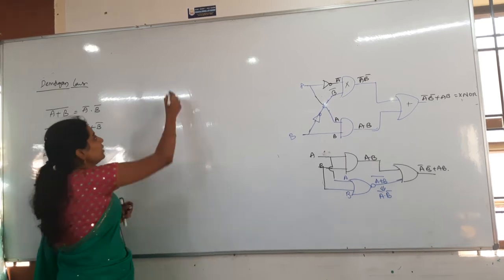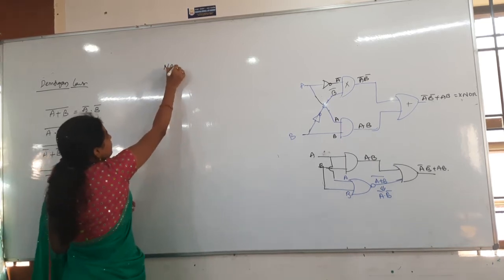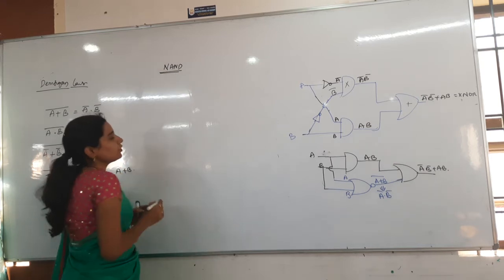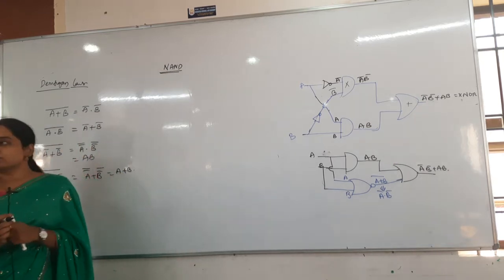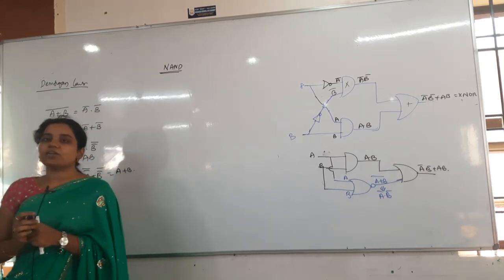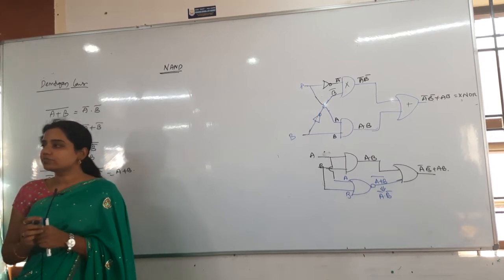So first of all, I will take the NAND gate here. How can I make the NOT gate from the NAND gate?